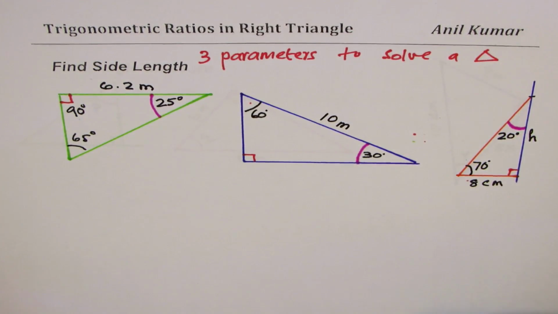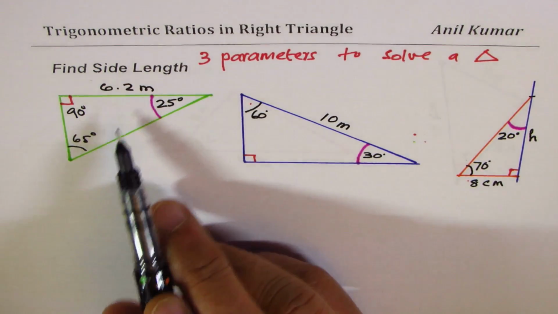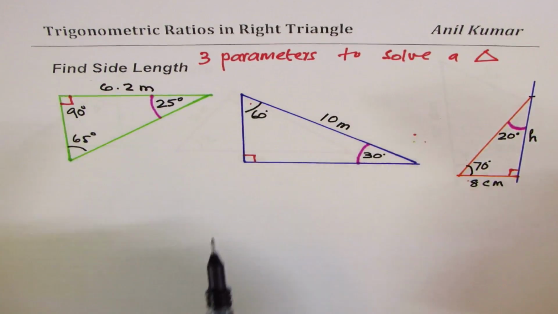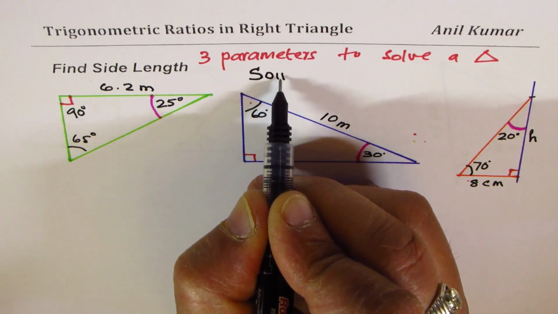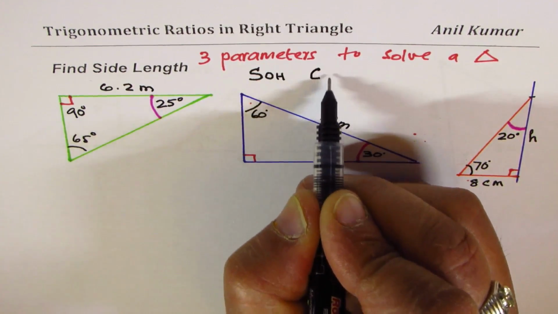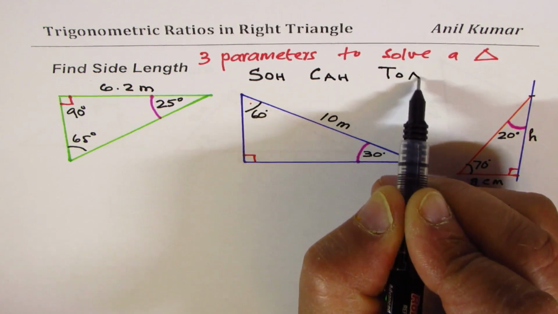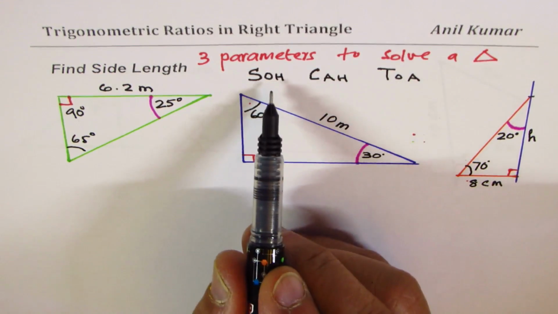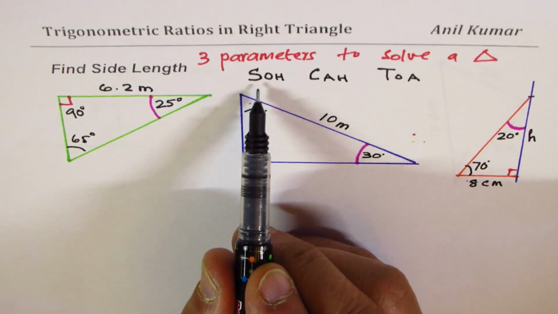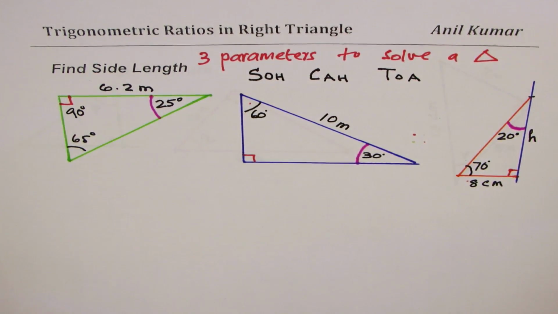Right. Now, let us see how to find side lengths. So we learned that the sine ratio is the ratio of opposite to hypotenuse. Cosine is adjacent to hypotenuse, and tan is opposite to adjacent. Initially, it is important to keep this in mind. SOHCAHTOA, right? SOHCAHTOA, that's what students call it here. So sine is the ratio opposite to hypotenuse.